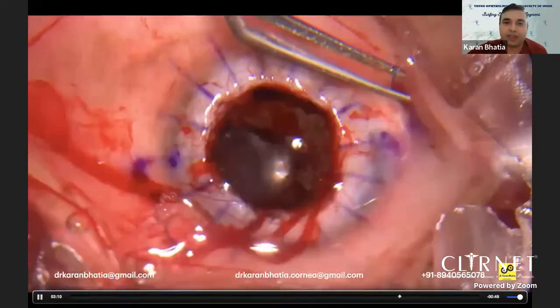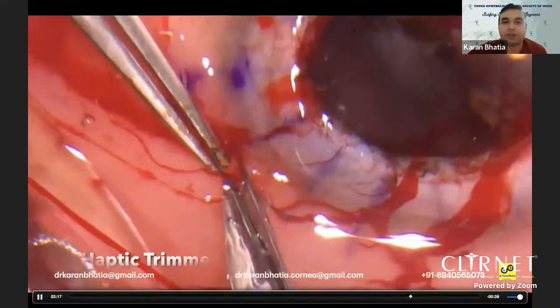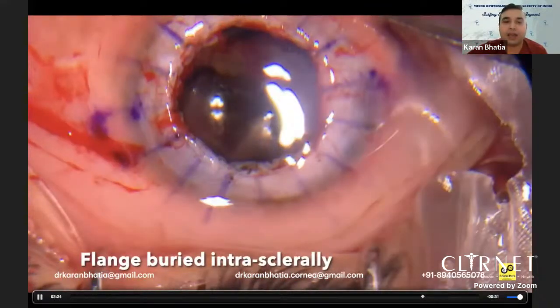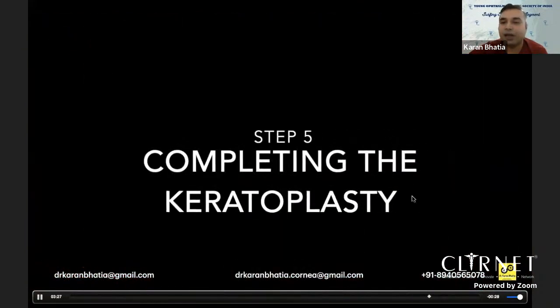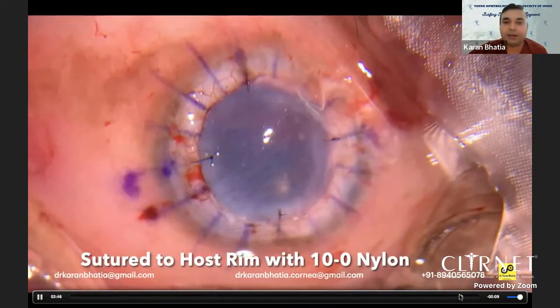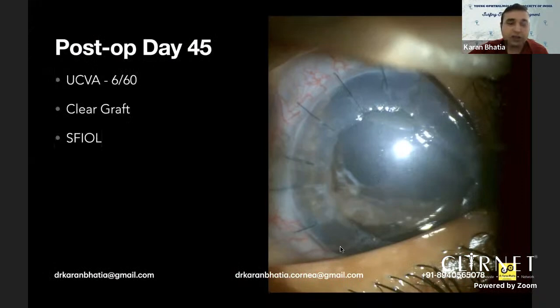And you can see the same trimming of the haptic, the same process was done. And you can see now the flanges were buried. And you can see the IOL is extremely stable. And the keratoplasty was also completed at the end. So this is how he was at 6/60.